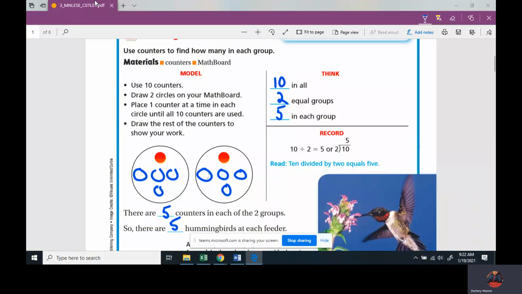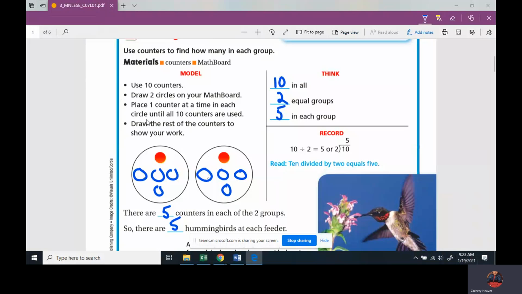Does anyone know what the answer to a division problem is called? The answer? Nope, that's the answer to a multiplication problem. The answer to a division problem. Nope. I say it a bunch. I'll give you a hint. It starts with a Q. It's called a quotient. So when I say what's the quotient, that's the answer to a division problem.